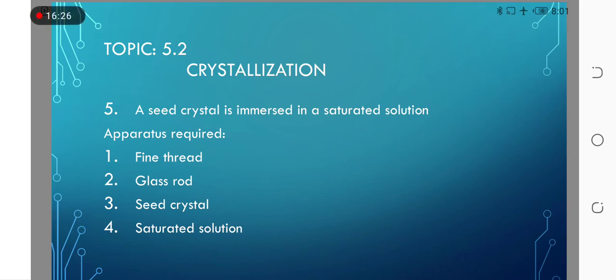Okay, so these are the topics that we have to cover today. Today we have discussed the general properties of crystals, uses of crystals, types of crystals, and we have also discussed what is meant by crystallization and the methods by which we can obtain different types of crystals. So now it's your turn, dear students.